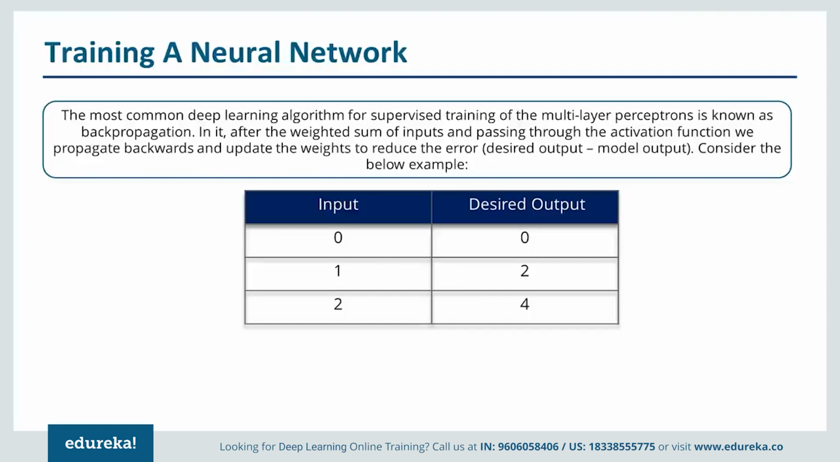What happens in backpropagation: after the weighted sum of inputs passes through an activation function and we get the output, we compare that output with the actual output that we already know. We figure out the difference and calculate the error. Based on that error, we propagate backwards and see what happens when we change the weight. Will the error decrease or increase? We calculate all those things and update our variables in such a way that our error becomes minimum.